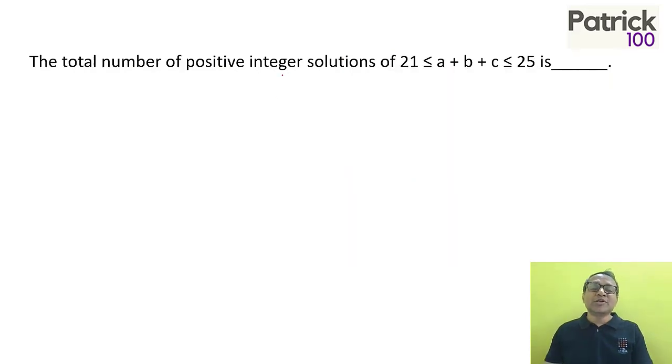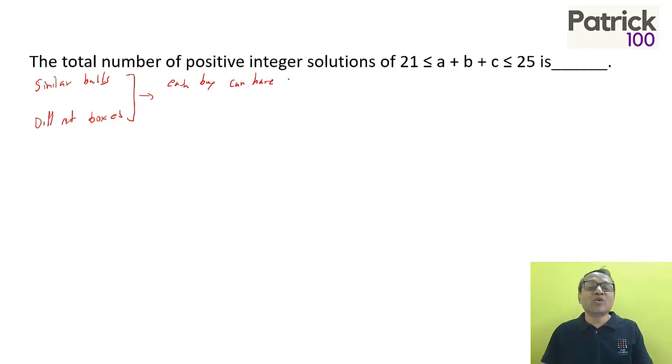Total number of positive integers. Now there is a concept in PNC, two things based on the same concept. Let's say I'm putting it in terms of balls: when you have similar balls put in different boxes, and each box can have 0 in it, then the formula becomes n plus r minus 1 C r minus 1.